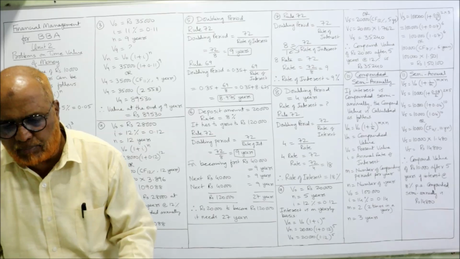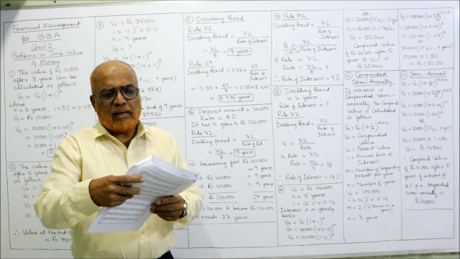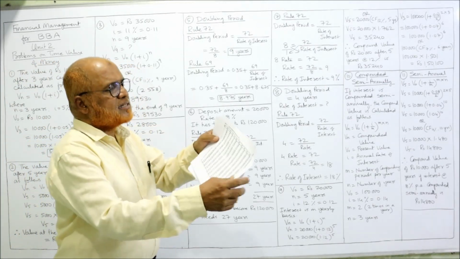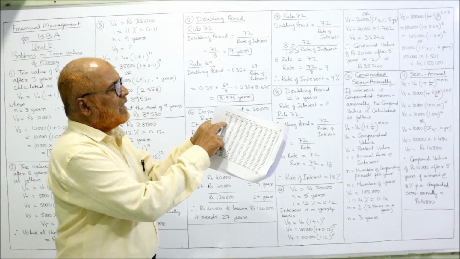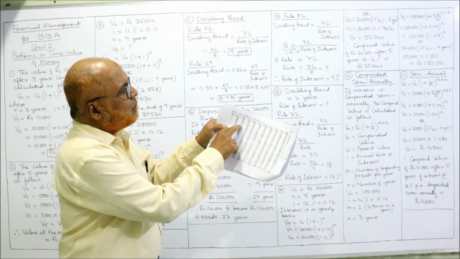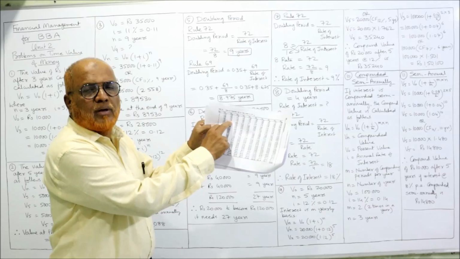Again, we go to the table. 12%. So here, second page, 12% 5 years. You will get 1.762.